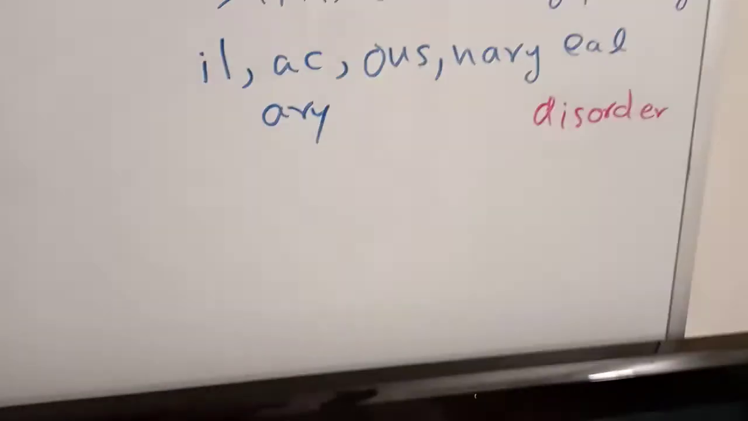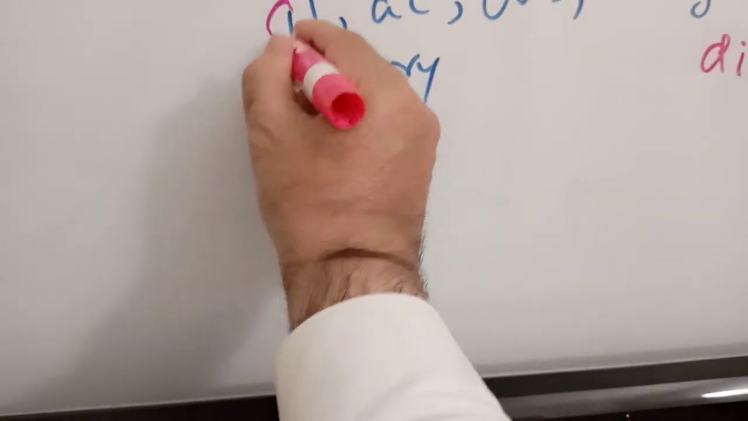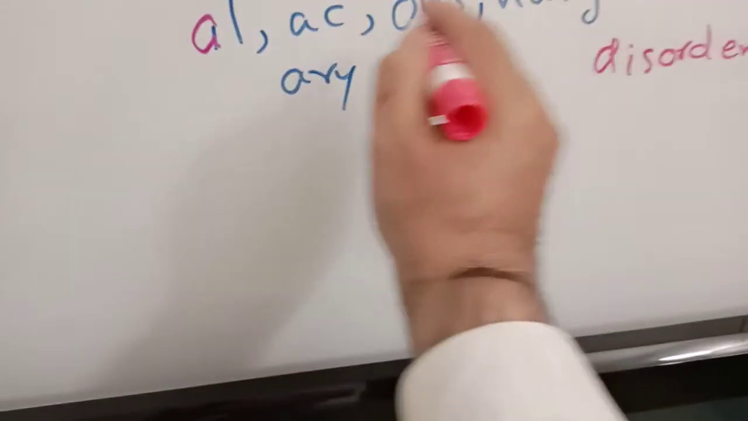Now first I am going to start with the suffixes which mean pertaining to, or related to. They are al, ac, us, ous, ary, A-R-Y, and eal, E-A-L.